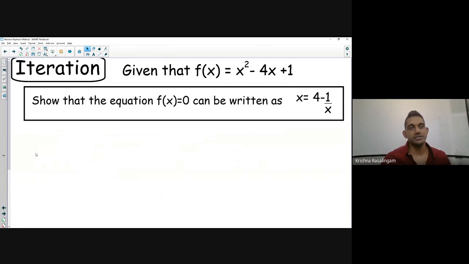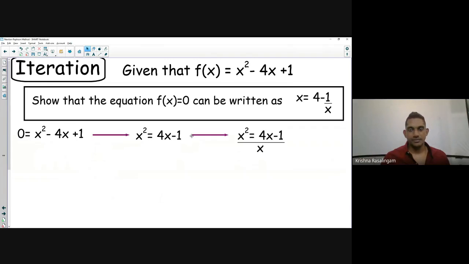So first thing is, I let it equal 0 because it says the function is equal to 0 and my function is x squared minus 4x plus 1. Then I'm going to move the minus 4x and the 1. Then I need to divide by x here. Now I simplify that. What do I get?